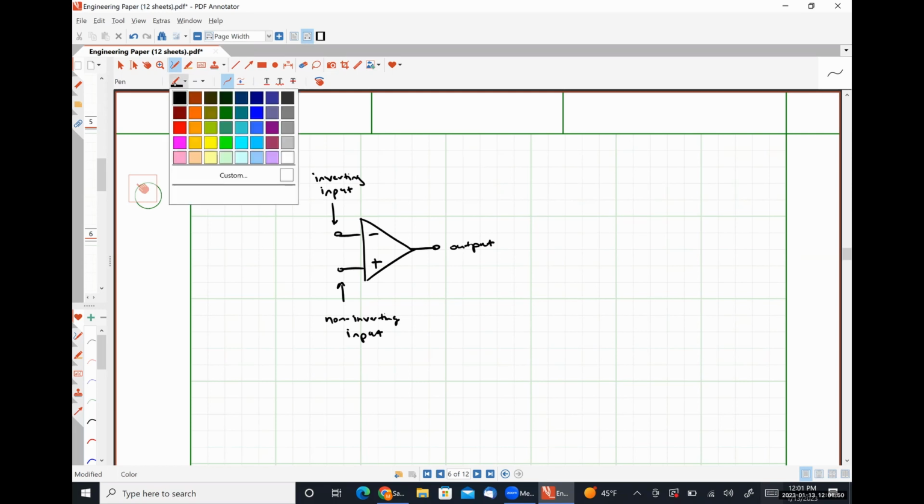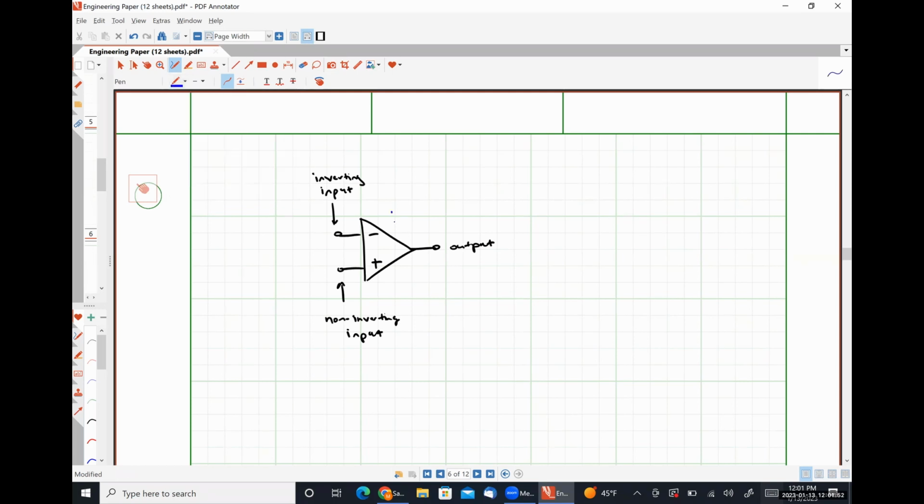This is an active device, which means technically it also has power supply connections as well. But from a circuit analysis perspective, we ignore them because they don't actually change the model at all. We just know that this device requires external power in order to provide amplification, okay?